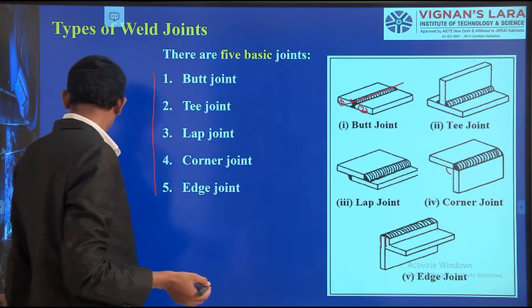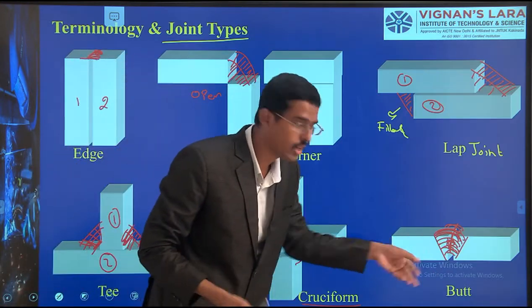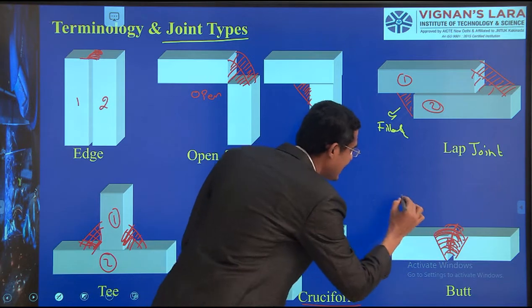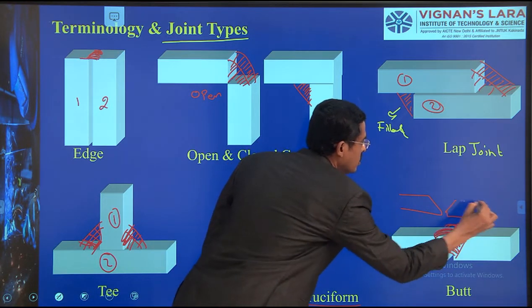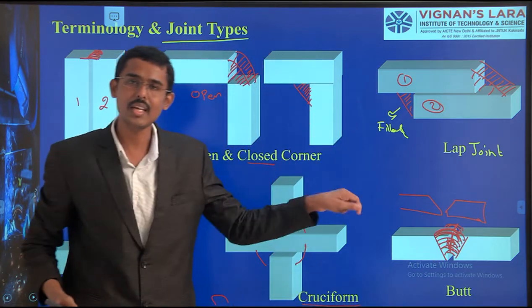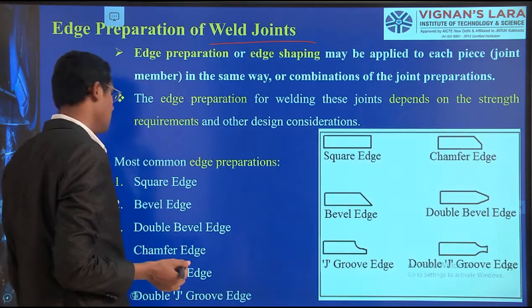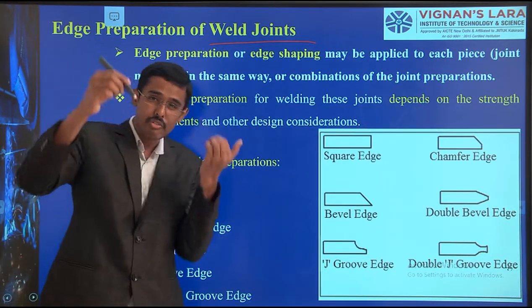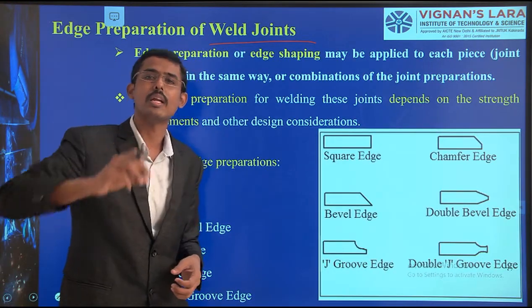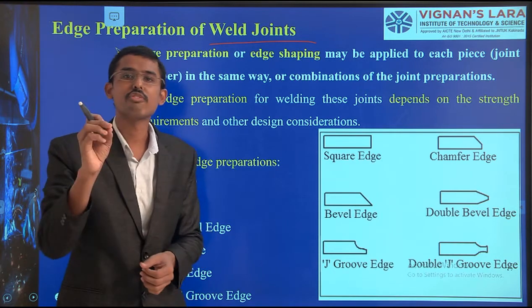I told you that we have to do edge preparation for welding. So how can we do it? Just like that, I have drawn it in this format. Initially we should understand why edge preparation is done. Edge preparation is done because we are going to fill the gap. I told you it is a positive welding process, so we want to fill the gap.